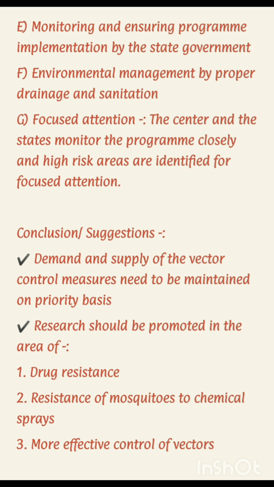Monitoring and ensuring program implementation by the state government, environmental management by proper drainage and sanitation to reduce the prevalence of mosquitoes and reduce spread of JE, then focused attention, center and states monitor the program closely and high risk areas are identified for focused attention. So what are the different conclusions? Demand and supply of the vector control measures need to be maintained and research should be promoted in the area of drug resistance, resistance of mosquitoes to chemical sprays, and more effective control of vectors.